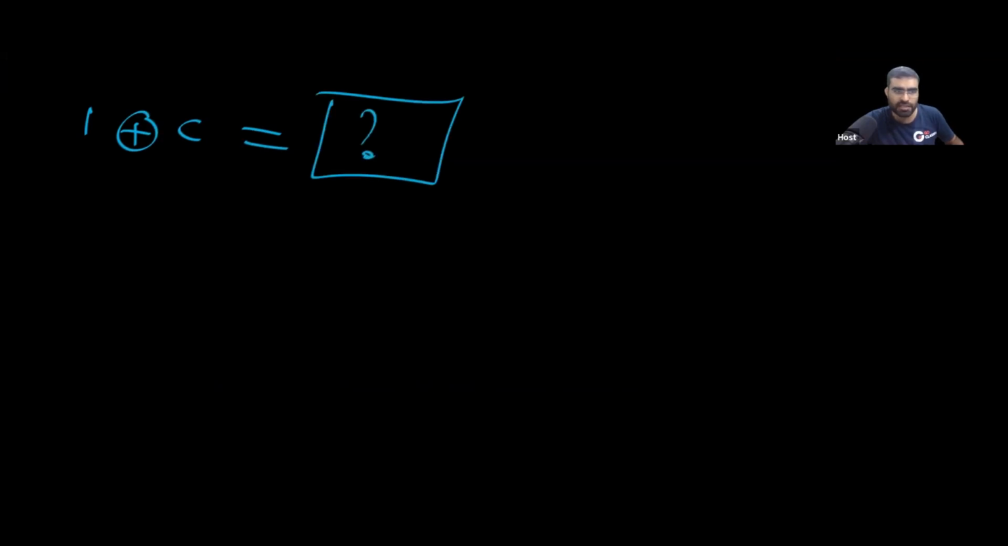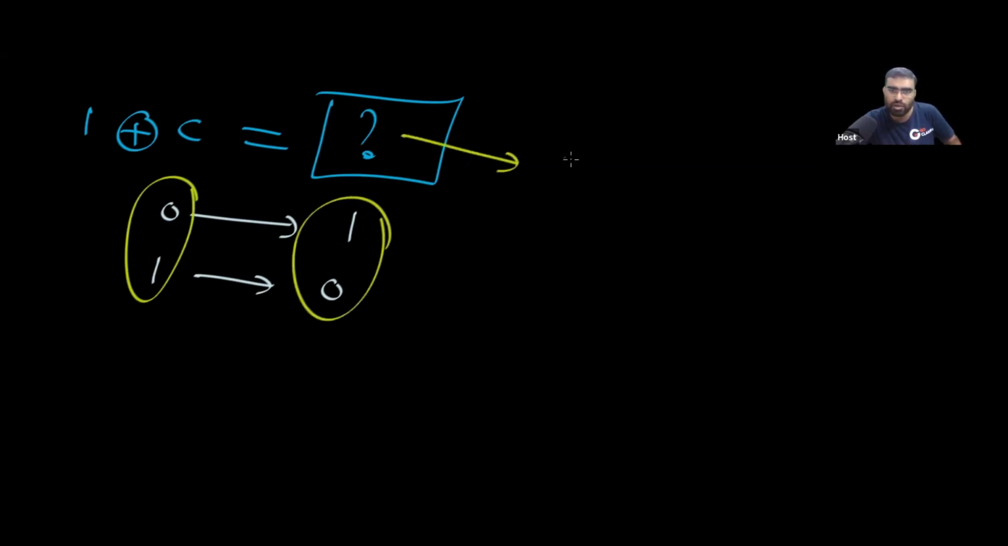What should I write here? See, very simple. If C is 0, what will be the final result? See, this 1 is fixed. If C is 0, then the final result will be 1. If C is 1, then the final result will be 0. Yes or no? So can you notice? Whatever C is, we are writing the complement of that. So remember, this will be C bar.